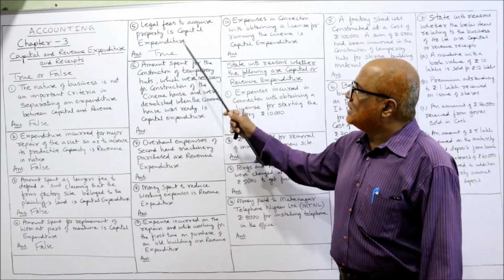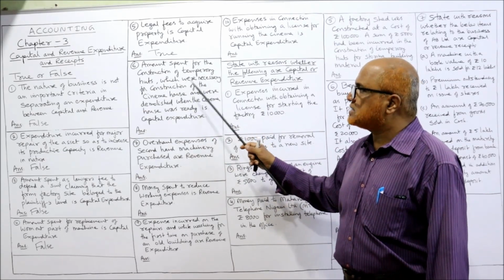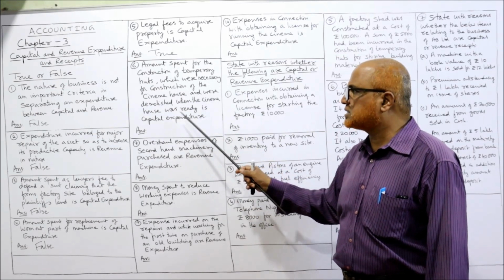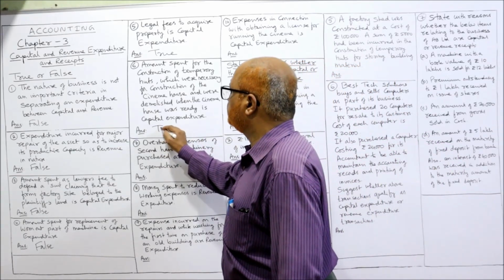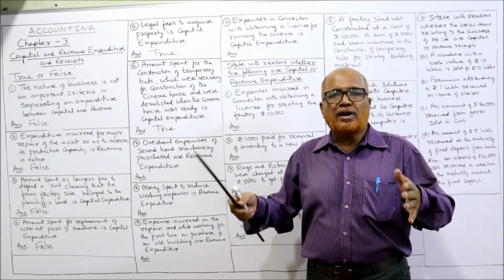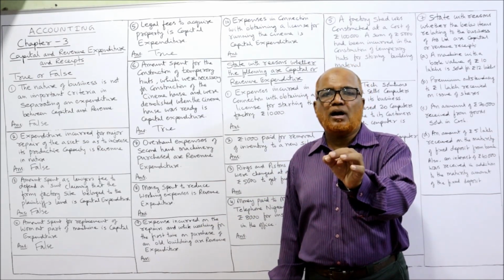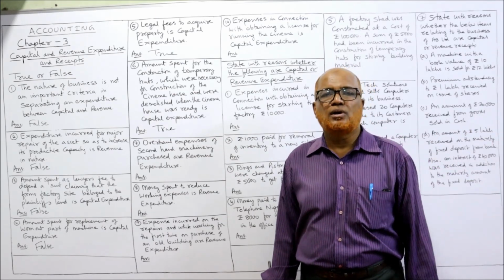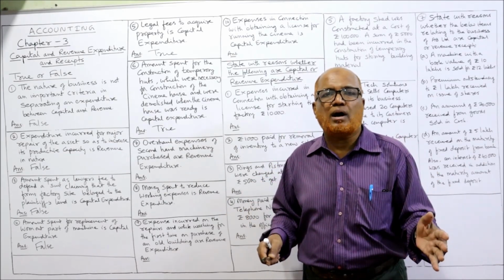True. Next, amount spent for the construction of temporary huts which were necessary for construction of cinema house and were demolished when the cinema house was ready is capital expenditure. It's right. Yes, true. See here, when constructing the cinema house, workers are required. The workers will stay in temporary huts. So these temporary huts are made by incurring some expenditure in order to construct the cinema house. Without incurring the expenditure on huts, it would not be possible to construct the cinema house.